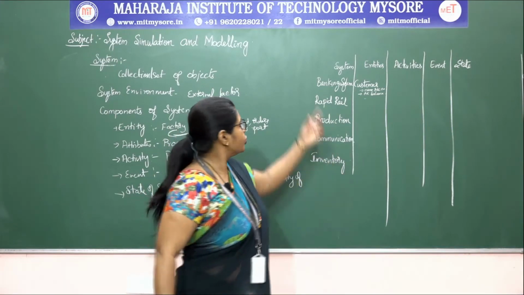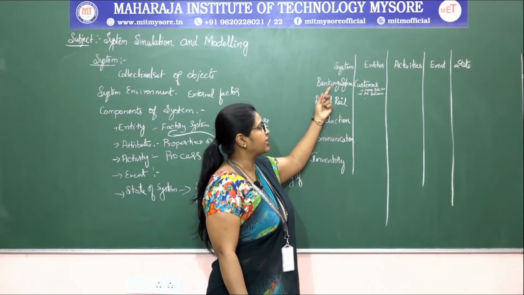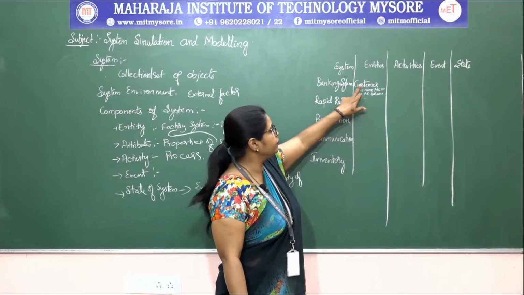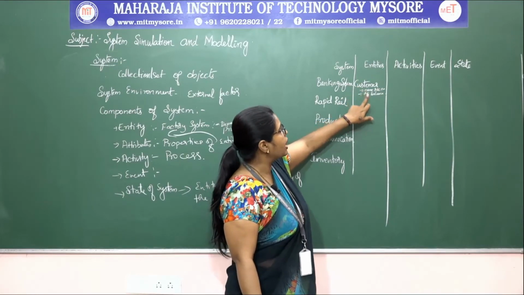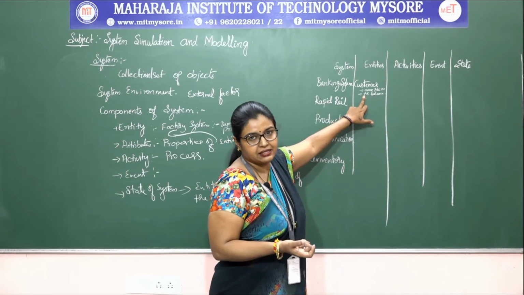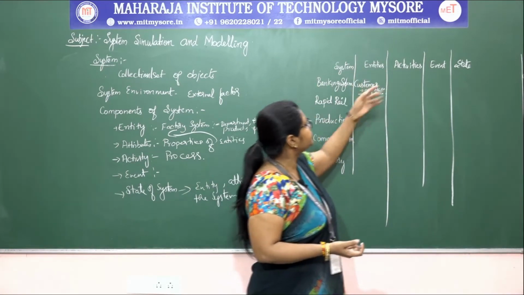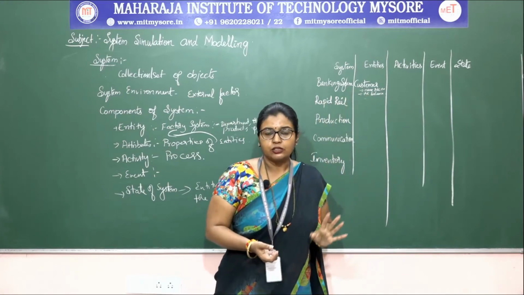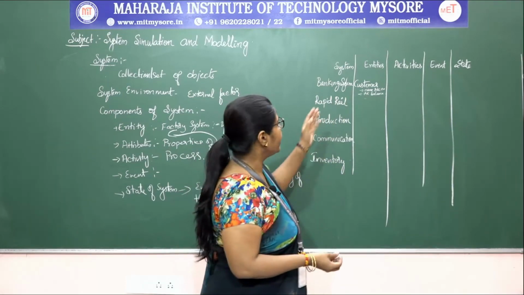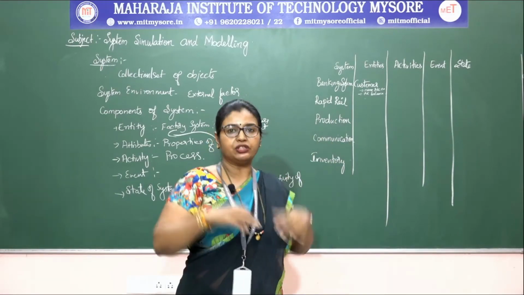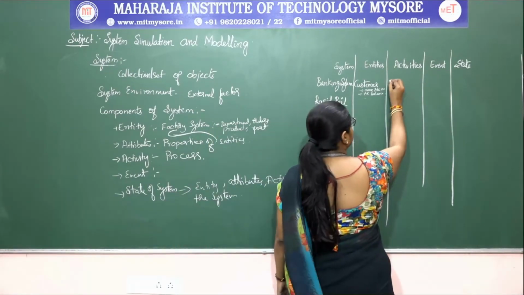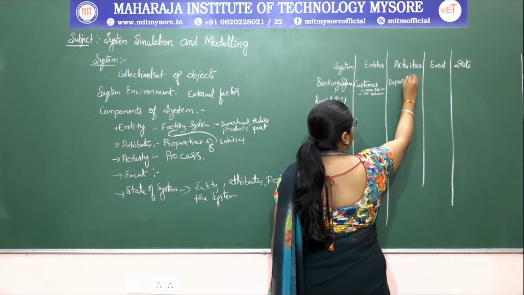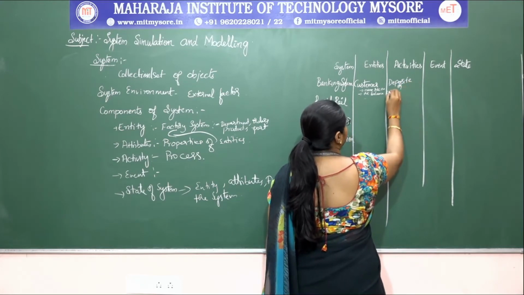Okay, so I have a system called a banking system. Here I have identified the entity, the customer, which has the attributes name, account number and account balance. Then what will be the activity of that particular customer? If you consider the account balance, it can be either deposited or withdrawn. So the activity will be deposit or withdrawal.